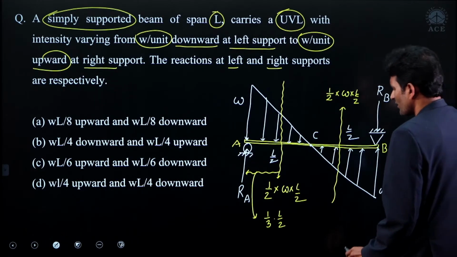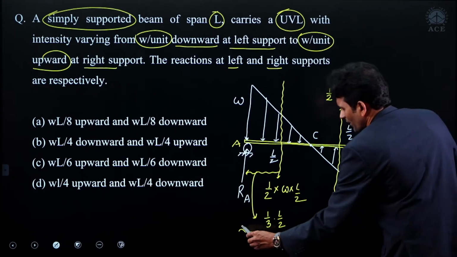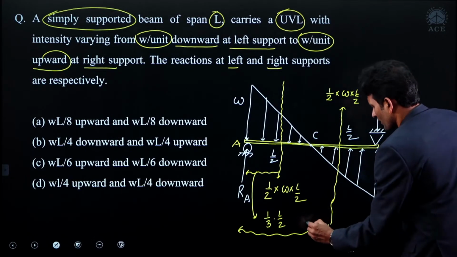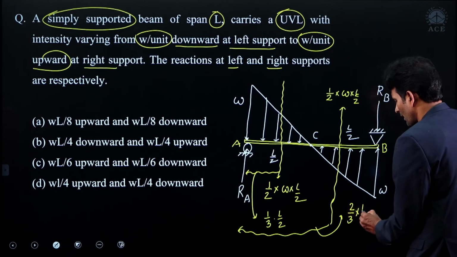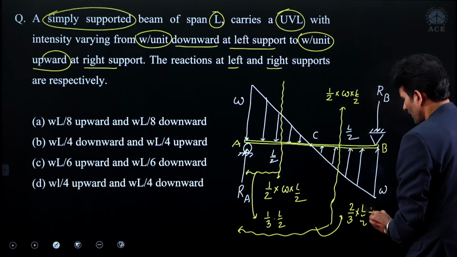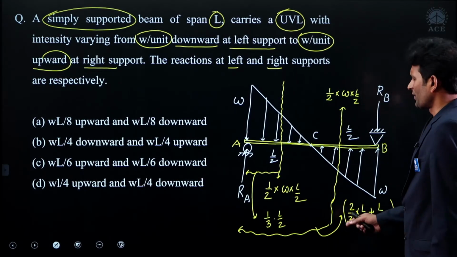From A, at what distance does this act? From A, I am observing at what distance it acts. From here to here it is 2/3 of the base. First I can take this one, I am writing it here: 2/3 of L by 2. From here to here, L by 2. This is the total distance, because I am using the equilibrium conditions.